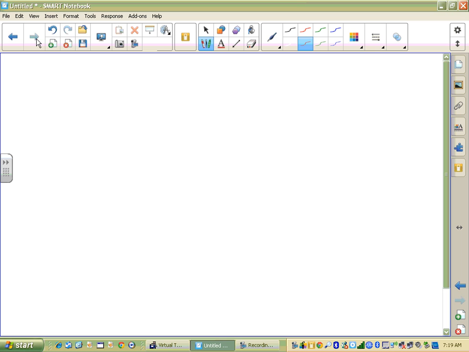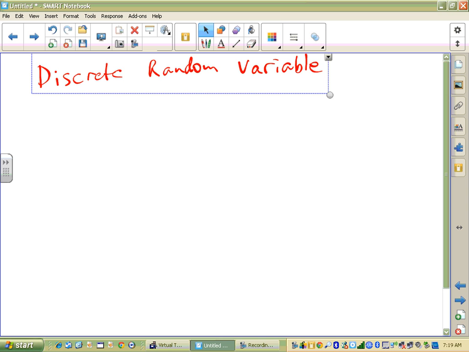So our next definition then is for a discrete random variable. Now, discretion in this context doesn't mean what it normally means.